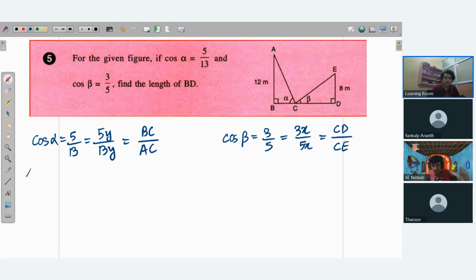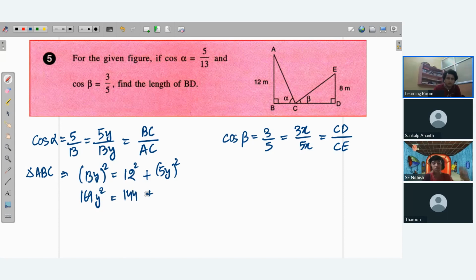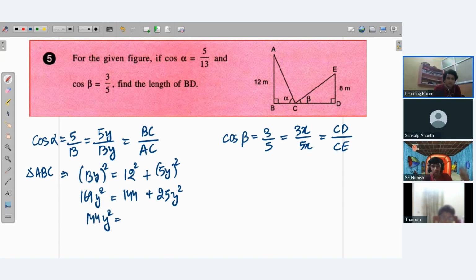So triangle ABC tells that AC square is equal to AB square plus BC square. So according to us, AC is 13y whole square, then 12 square plus 5y whole square, which means that 169y square, 144 plus 25y square. This gives 144y square equal to 144. So y square is equal to 1. That means y is 1. So in this case, the swelling factor is just 1.